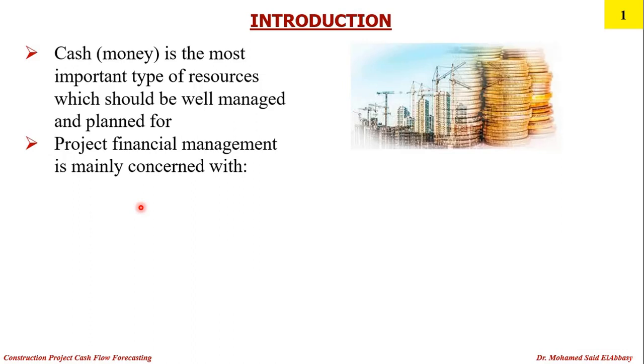For example, when we talk about the resource management knowledge area and the cost management knowledge area, these are two knowledge areas that have a high degree of correlation between them. You cannot cost estimate your project without identifying your resources. So as we can see, there is an interconnection between these two different knowledge areas. The same thing applies when we talk about project cash flow forecasting. We're talking about different knowledge areas like the cost management knowledge area, the resource and schedule management knowledge areas, and also the project financial management knowledge area.